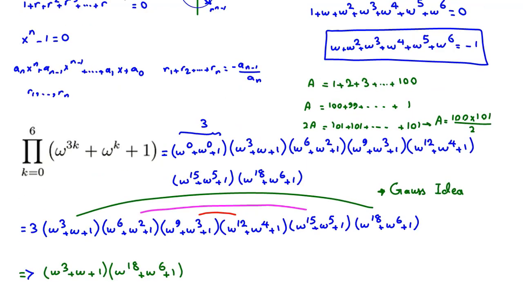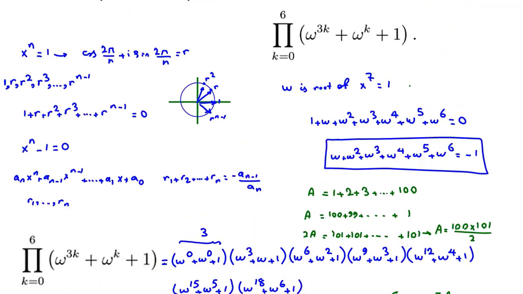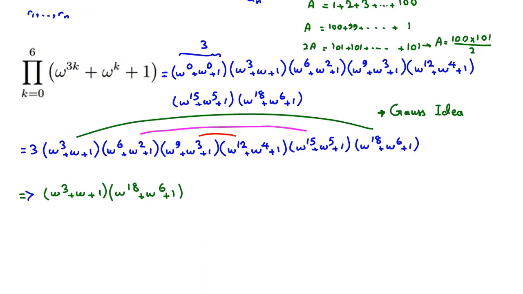We know W is root of x^7 minus 1. So W^7 equals 1, because x^7 equals 1, W is root of this. So W^18, we can say W^18 is W^7, which is 1, times W^7, 1, times W^4. So look, you can consider 18 mod 7 is 4. So we can say it is equal to W cubed plus W plus 1 times W^4 plus W^6 plus 1.